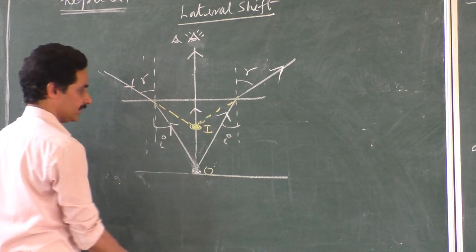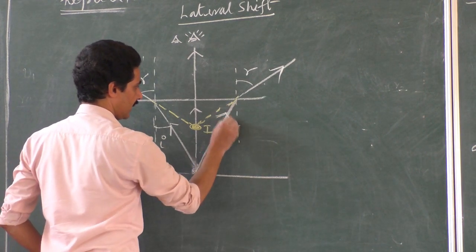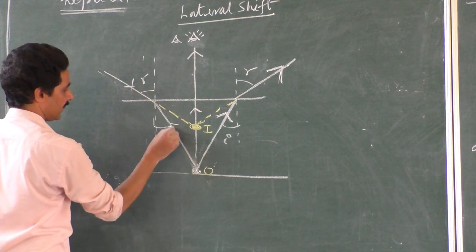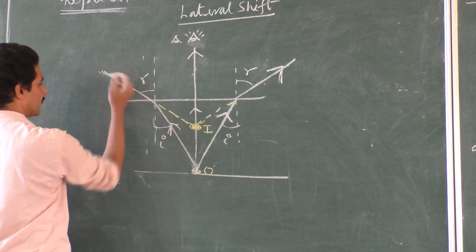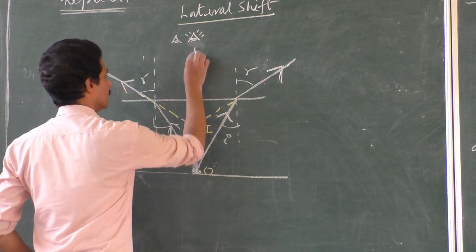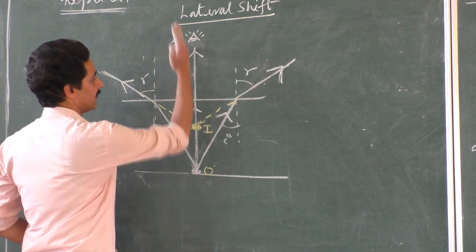So this is the object. From this object, the rays of light have come like this: one ray after refraction went like this, another ray after refraction like this. And this is normal incidence, and you know, no refraction angle, no incident angle, 0. That is a normal incidence.